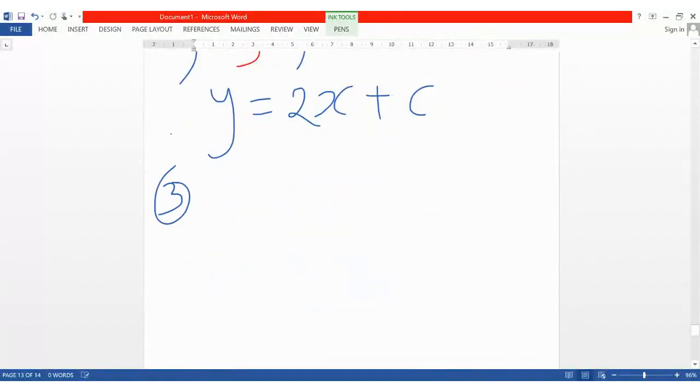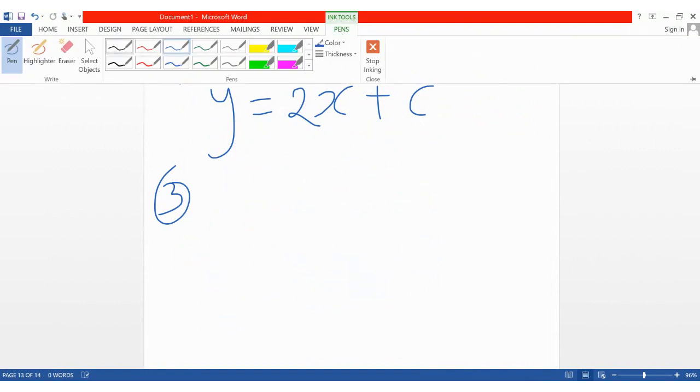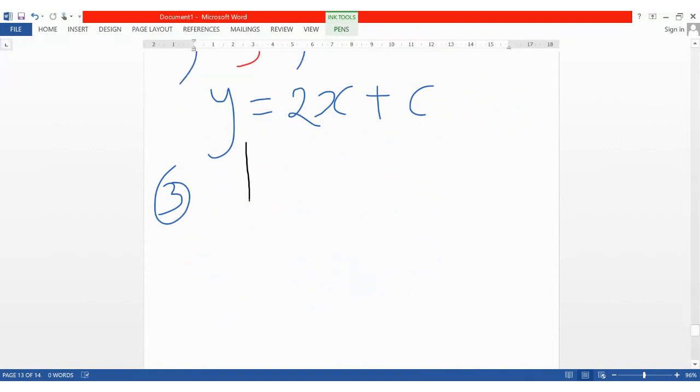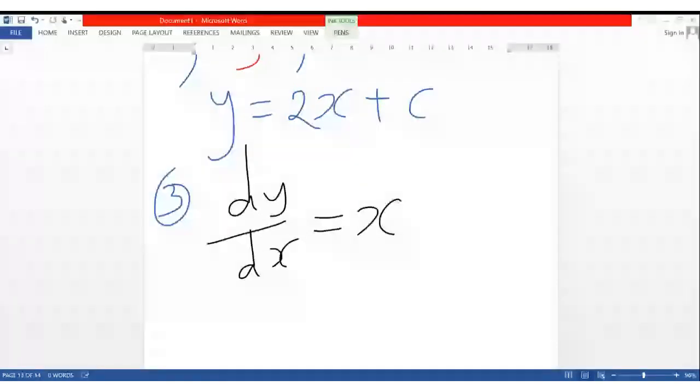dy dx is equals to x. I'm giving you only 3 minutes. You solve that one. dy dx is equals to x. The ones will always be there.